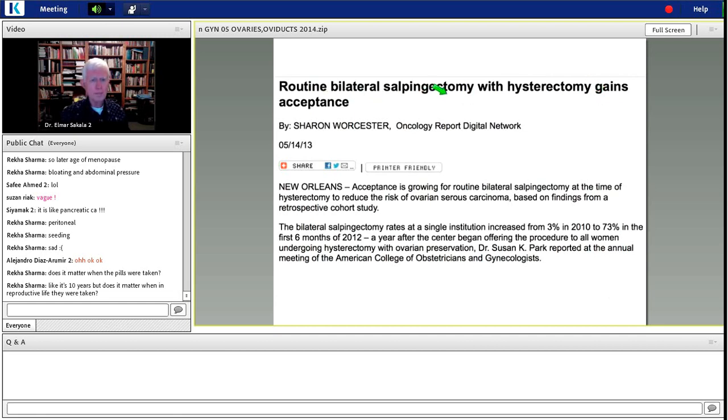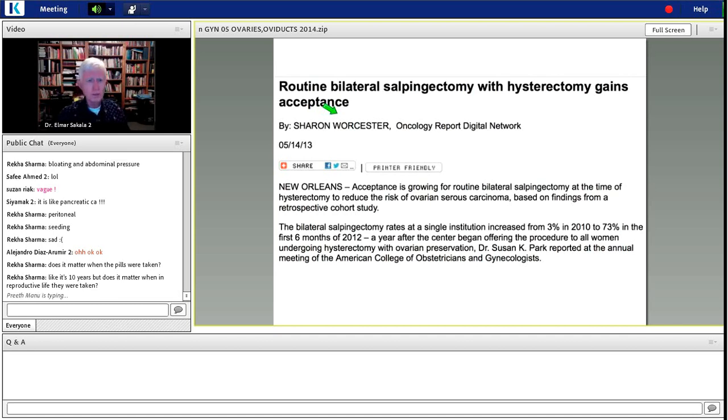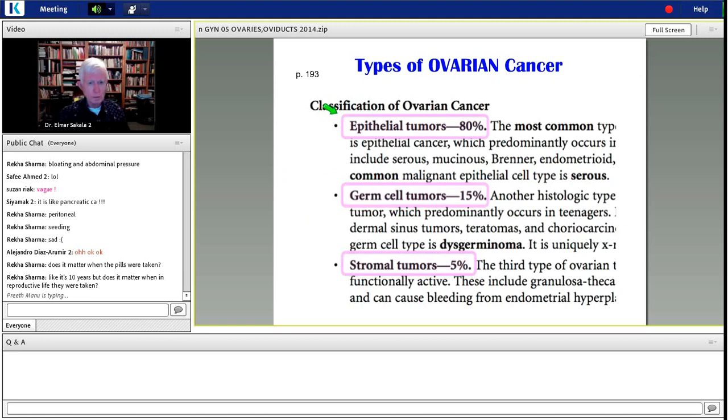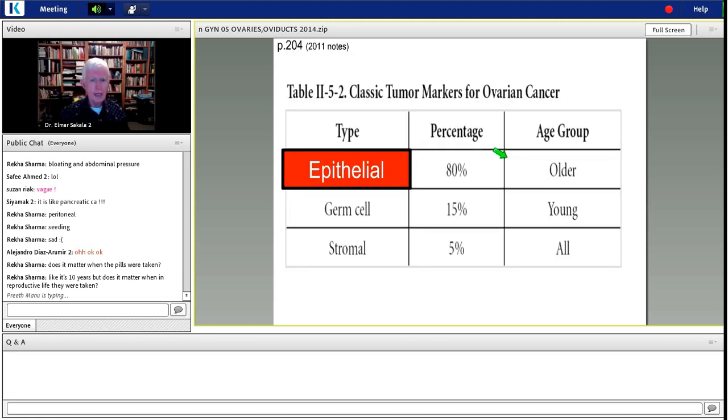Routine bilateral salpingectomy with hysterectomy gains acceptance. Notice it's not oophorectomy. It's not taking out the ovaries. You leave the ovaries in, but you take out the tubes. Very interesting. Okay, we've already talked about the tumor types and the percentages.